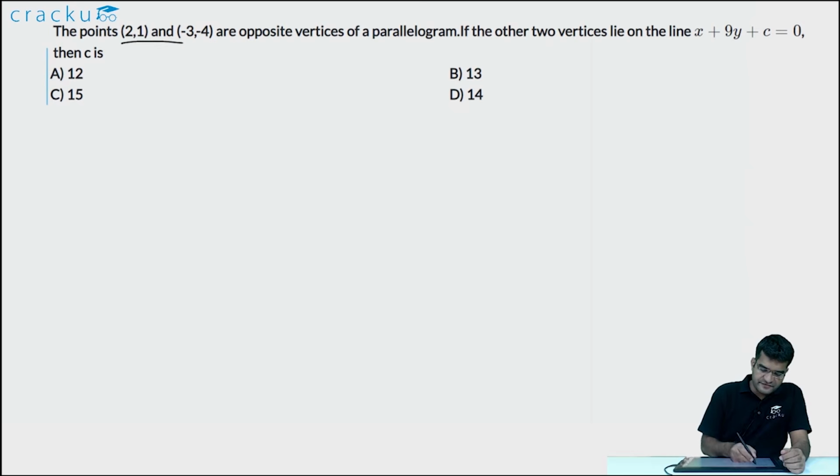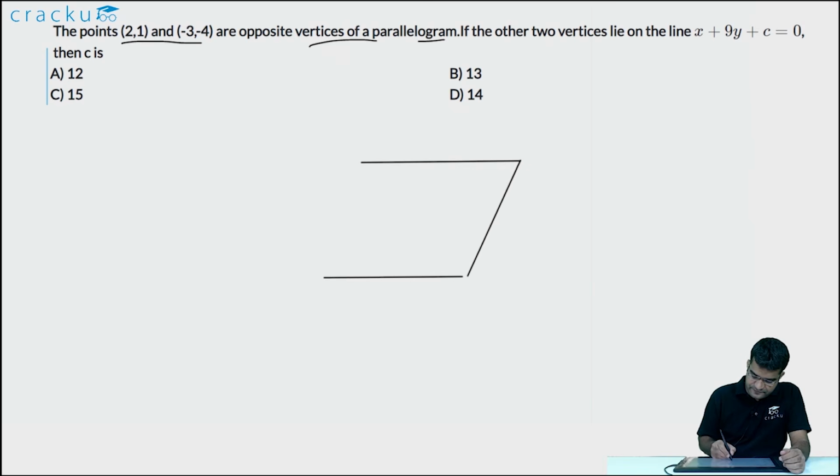In this question, we are given 2 points, (2, 1) and (-3, -4), and we are told that these are opposite vertices of a parallelogram. In a parallelogram, the opposite sides are parallel to each other. So this is a parallelogram, and we have been given one set of opposite vertices. This is (2, 1) and this is (-3, -4).